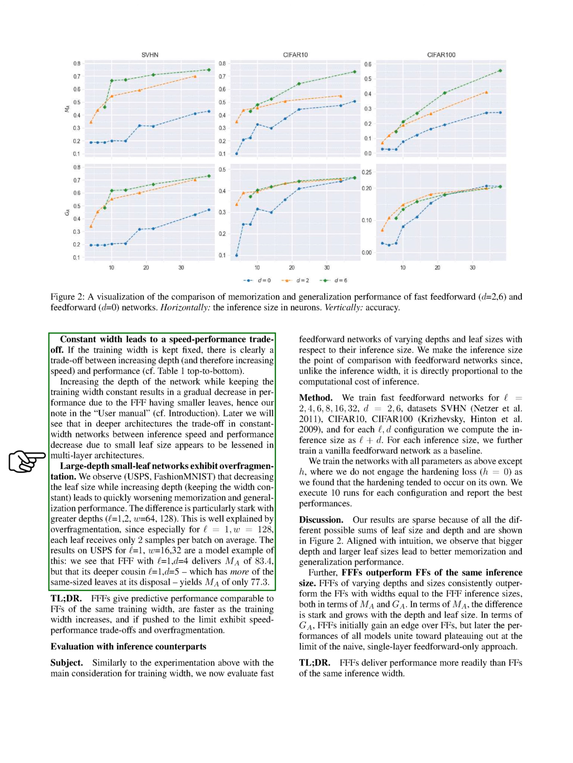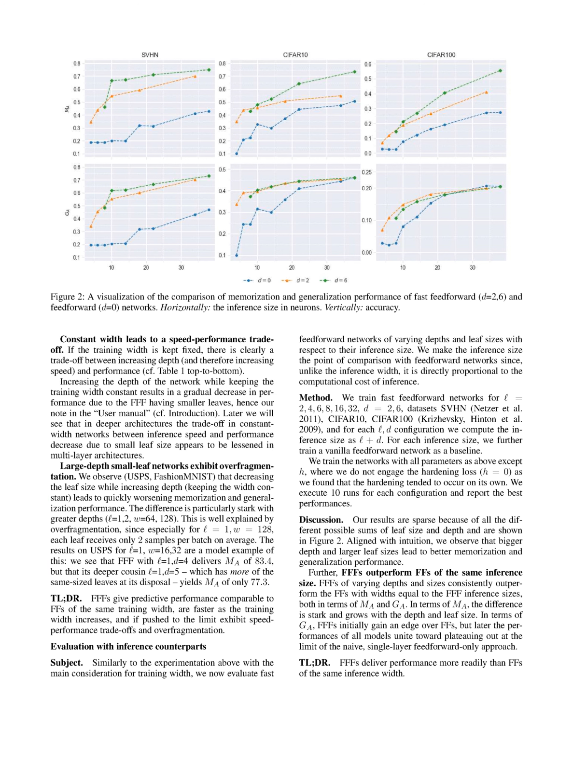We also noticed that networks with large depth and small leaf size showed overfragmentation, leading to a rapid decline in memorization and generalization performance. This was particularly noticeable with greater depths. This can be explained by overfragmentation, as each leaf receives only a few samples per batch on average. In conclusion, our findings suggest that fast feedforward networks can perform comparably to traditional feedforward networks, with the added benefit of improved inference speed. However, careful consideration must be given to the configuration of parameters to avoid performance issues related to overfragmentation.